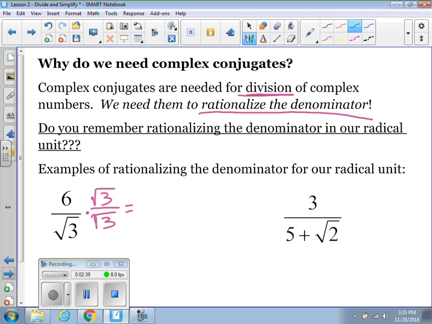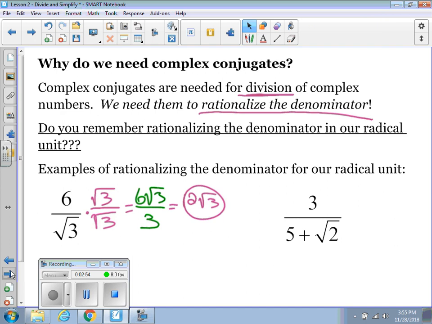That becomes 6 square root of 3 over, well, the square root of 3 times the square root of 3 is the square root of 9. The square root of 9 is 3. Then we can simplify 6 over 3 to become just 2 square root of 3. Now, in the second example, this is something new involving our conjugate.